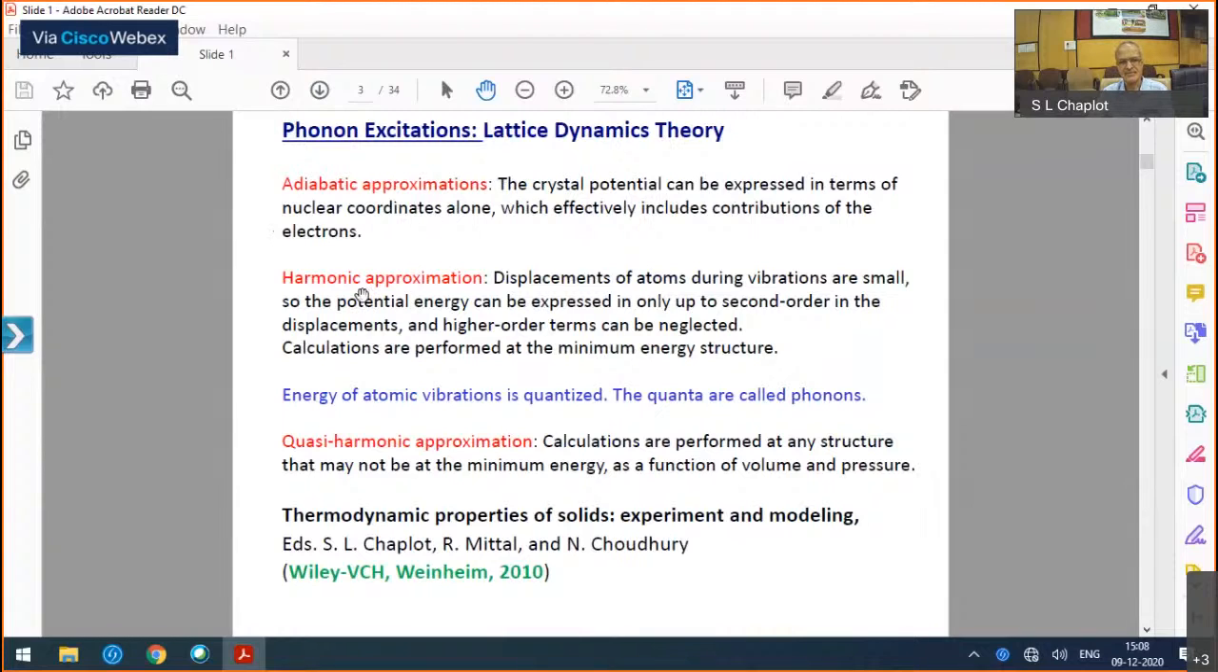Then there is another approximation that is specific to the concept of normal modes or phonons, and that is what we call the harmonic approximation.